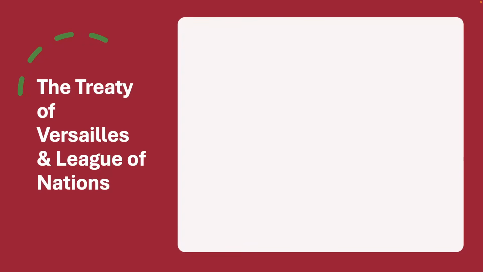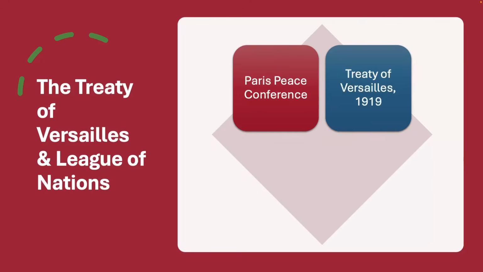So, we have the issuance of the 14 points before the end of the First World War in January 1918. This is what Woodrow Wilson wants to see the world look like after the end of the First World War. Now, for students of the history of the Second World War, the Paris Peace Conference and the Treaty of Versailles of 1919 are significant, specifically for the terms that they imposed on Germany. Essentially, the Treaty of Versailles represents the formal cessation of hostilities at the end of the First World War.